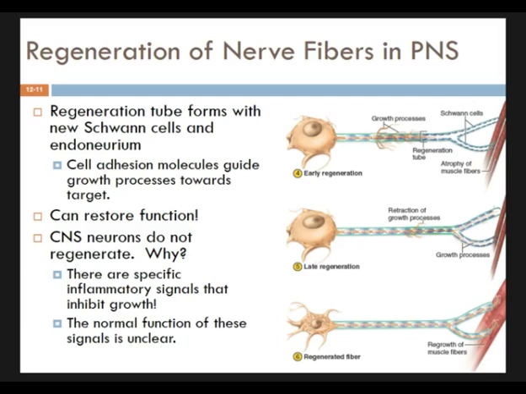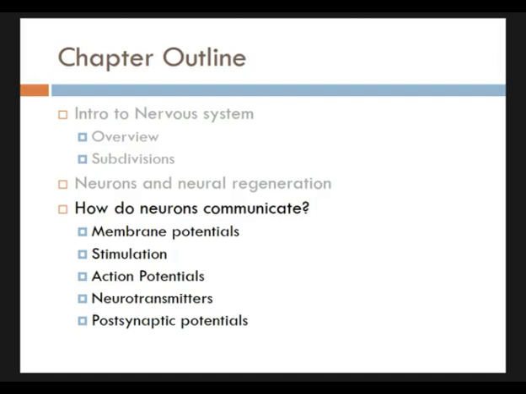Okay. Regeneration tubes, glial cells, all that jazz. All right. So with that done, we know about neurons now. We know about major divisions in the nervous system. We know a little bit about how they can heal themselves when such an opportunity arises.